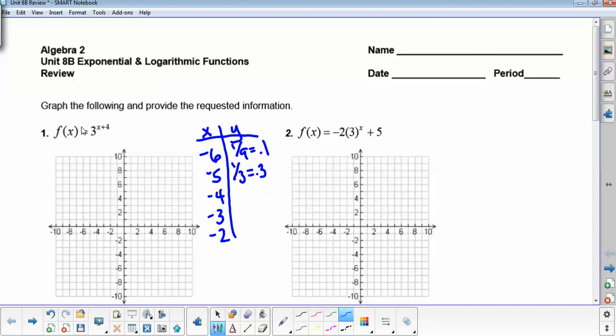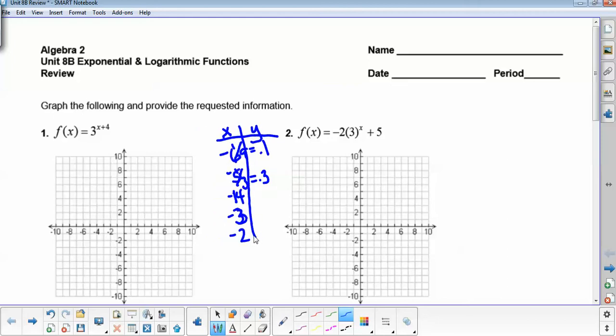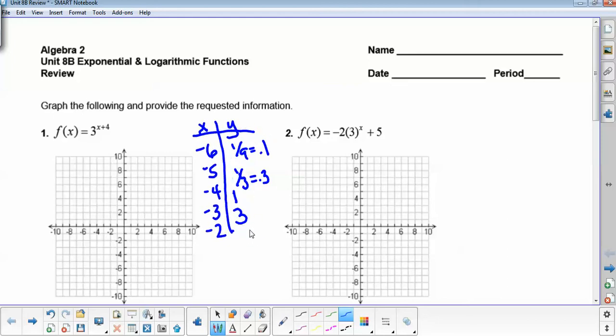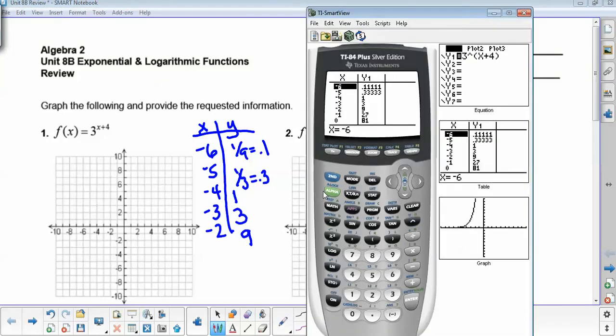When you plug -4 in, you get 3 to the 0, and anything to the 0 is 1. And then when you plug in -3, you're going to get 3. And when you plug in -2, you're going to get 9. And again, you get all of that also on the calculator here.